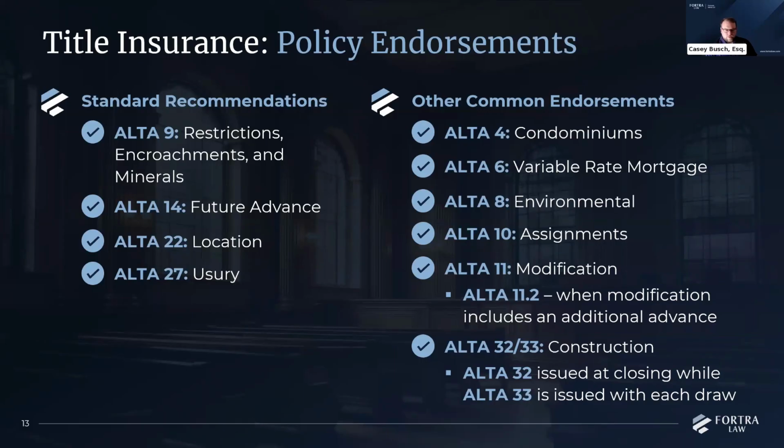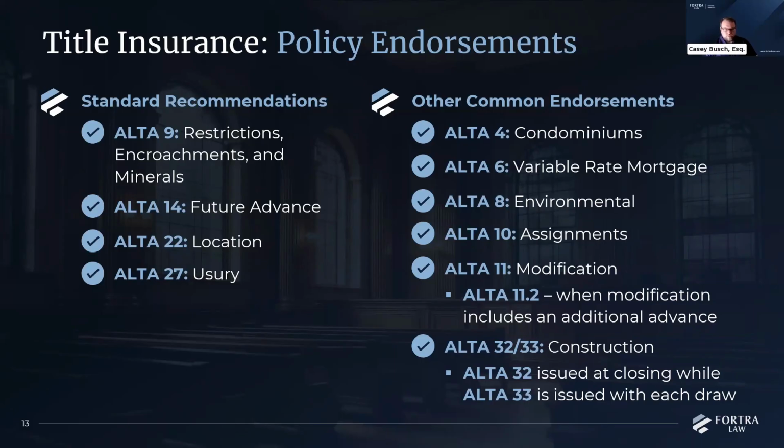ALTA 11 for a modification. This one we really recommend every time you modify your loan, but specifically when you're going to provide an additional advancement through a modification. And ALTA 11.2 is very helpful, but you should really be getting an ALTA 11 anytime you modify your loan, just to make sure title is going to continue to provide coverage for whatever you're modifying.